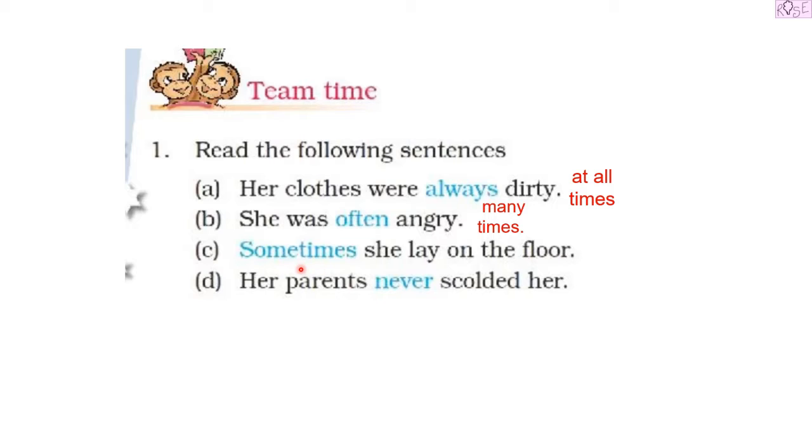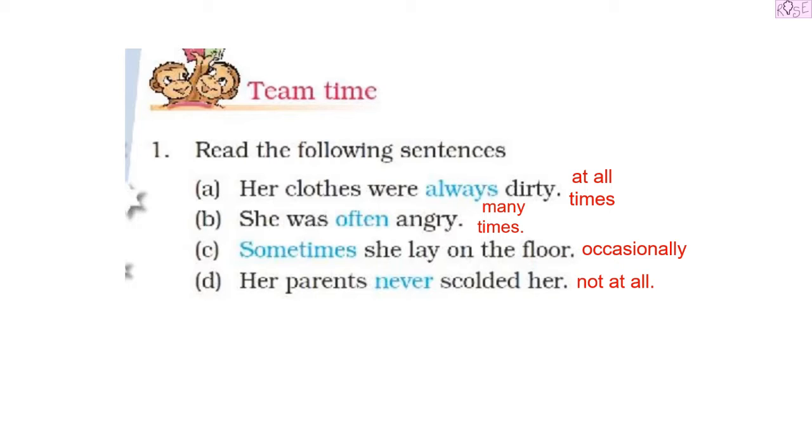Next is sometimes. Sometimes she lay on the floor, and sometimes means occasionally. So the probability of this event happening is less than often. Okay. So always meant at all times. Often means many times. Sometimes means occasionally. And at last her parents never scolded her means not at all. It does not happen at all. So these are the words that have been highlighted and I have given their meanings.